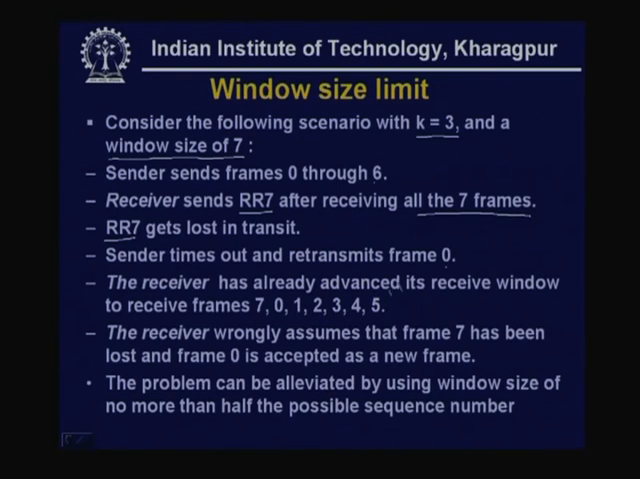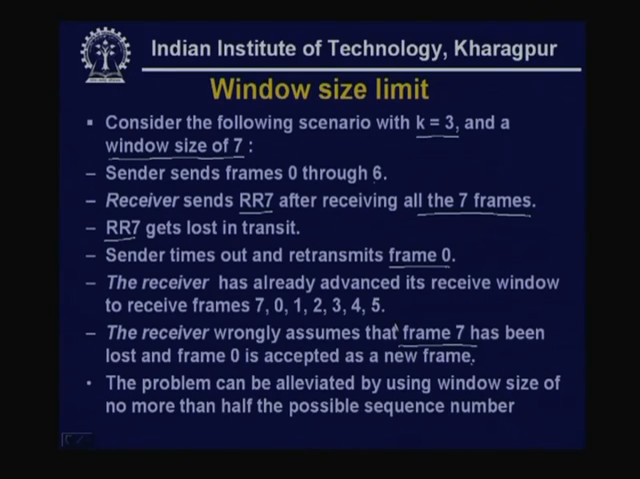So, it is now ready to receive frame 0. So, the receiver wrongly assumes that frame 7 has been lost and frame 0 is accepted as a new frame. Instead of old frame, it is received as a new frame. So, we see the problem arises here.